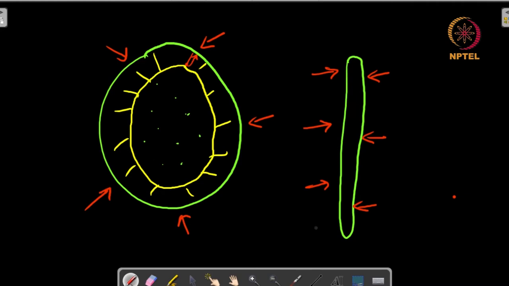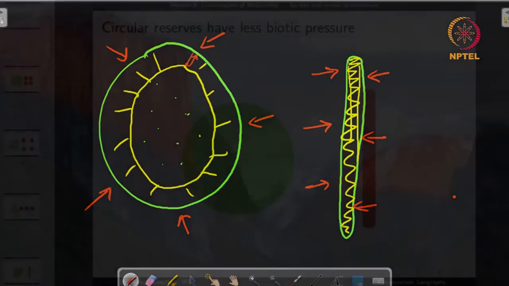Whereas in the case of reserves that are stretched like this, the zone of influence from here would cover something like this, and from here it would cover something like this. And in that case, the whole of the reserve will be a zone of influence of the outside pressures. And in such case, there will be no area in the reserve that is free from biotic pressures or free from pressures of the surrounding human beings.